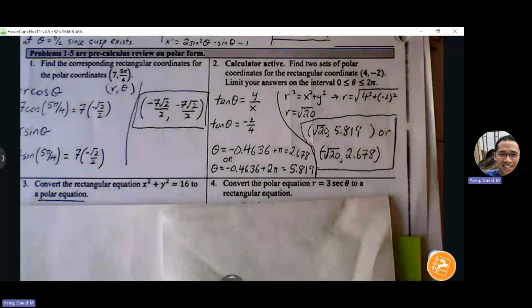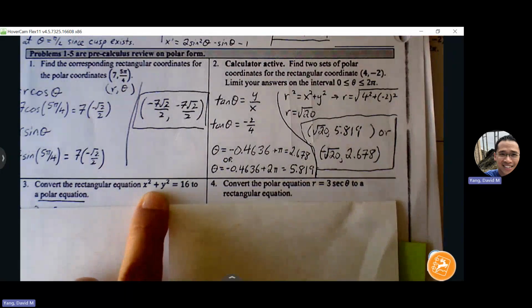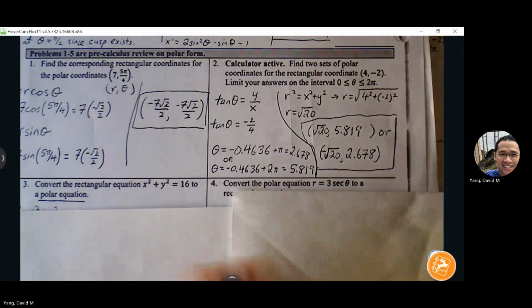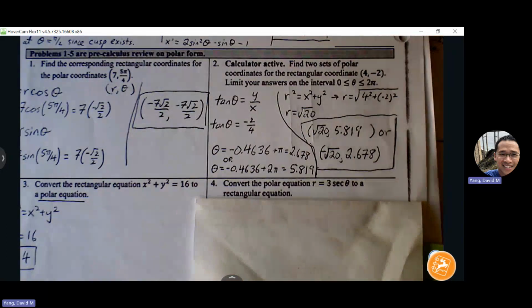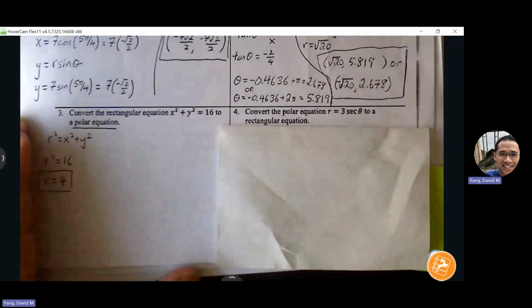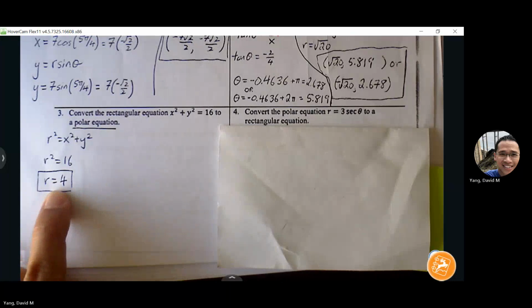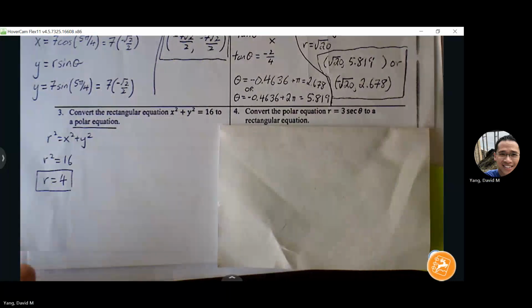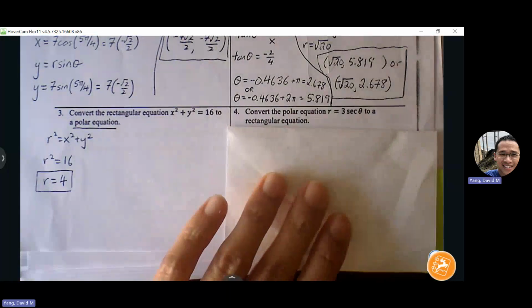All right, number 3, convert the rectangular equation x squared plus y squared equals 16. We want to get everything in terms of R and theta. We see an easy replacement there. X squared plus y squared is R squared. So R squared equals 16. So R is simply equal to 4. That's just a circle with a radius of 4, centered at the origin.